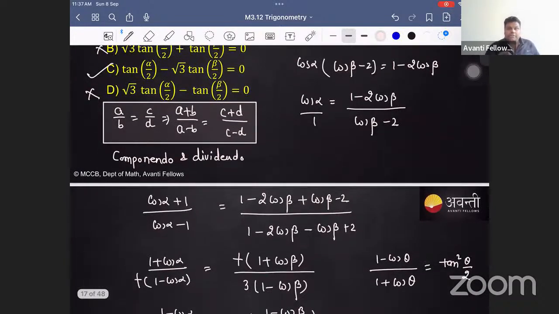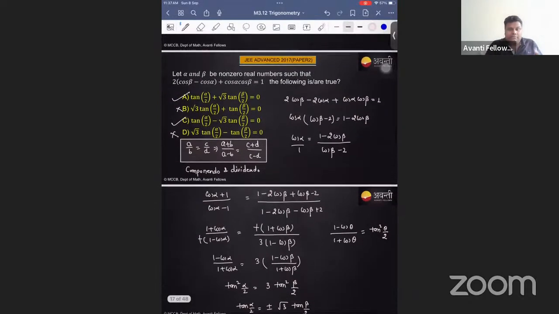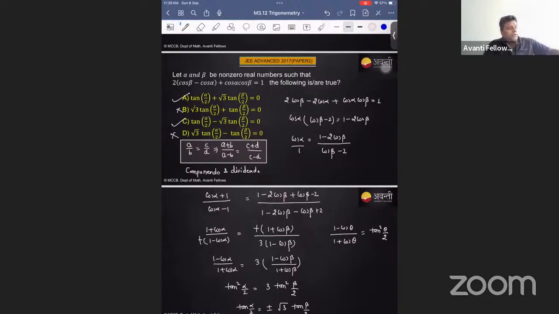See it once. Simple question. Just to give you confidence that yes, simple questions are also asked in JEE Advanced. See quickly. Am I clear?